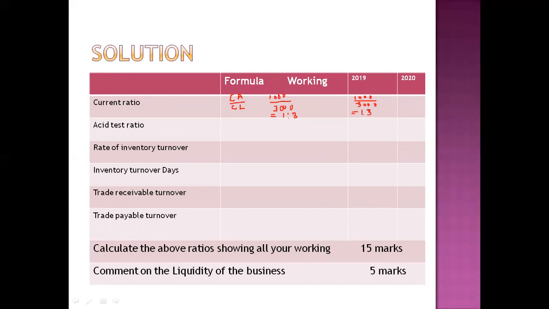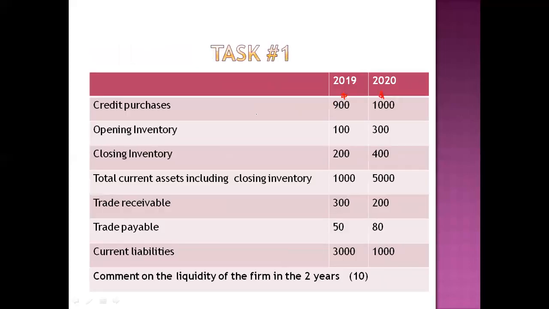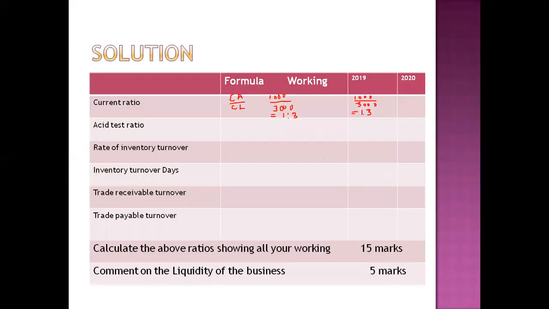I want you to do the same again for the year 2020. Let's see our current assets. Our current assets are 5,000 and the current liabilities are 1,000. I want you to show the working: 5,000 over 1,000. So we reduce our formula, and it becomes 5:1.